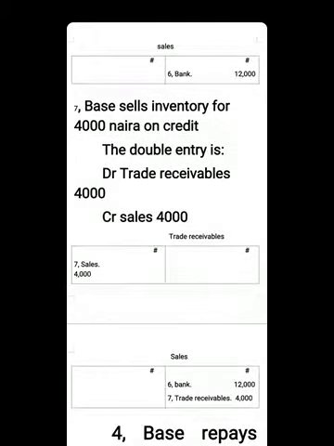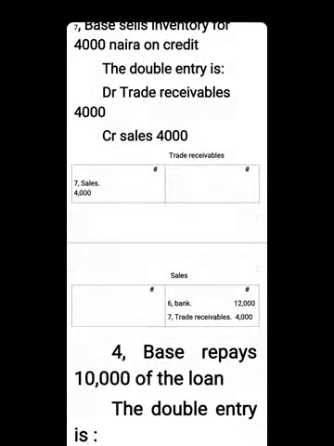That is it there. Trade receivables are monies that will come into the company later. That means people owing the company are called trade receivables. We knew them before as debtors, but now they are known as trade receivables. That takes us to sales. We sell on credit to trade receivables, 4,000 naira.